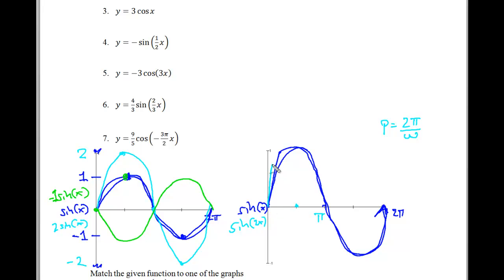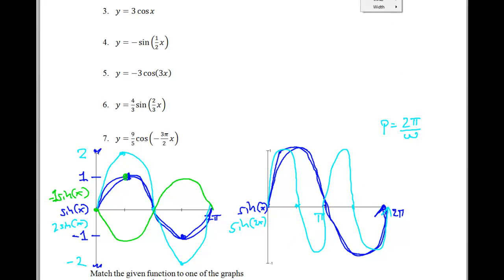So this is going to be our new wave right there. This is actually making the graph twice as fast, like so. So we get there twice within 2 pi instead of once.